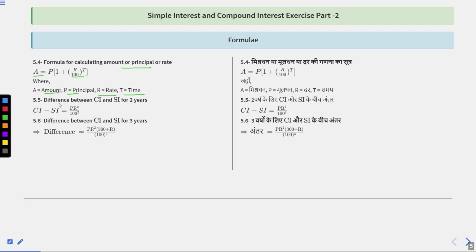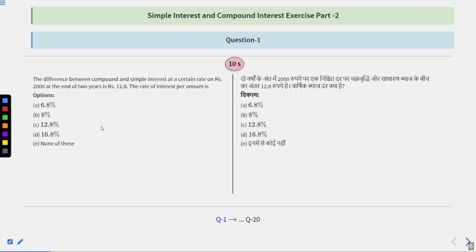Clear? If we want the difference between CI and SI for 2 years, what will be the formula? The difference between CI and SI for 2 years is equal to PR square upon 100 square. In the same way, for 3 years, the difference between compound interest and simple interest is PR square, in the bracket 300 plus R, upon 100 cube. Clear?